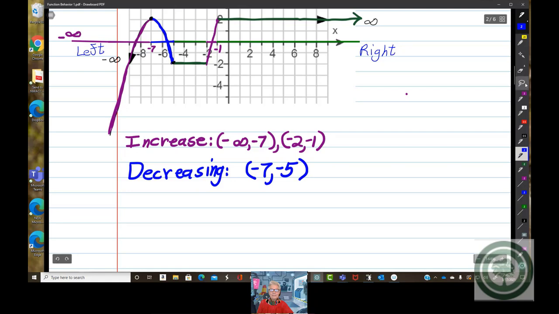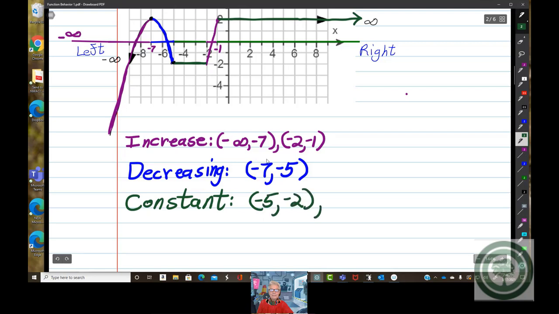And constant, we're going to have two intervals on the x-axis for this as well. Negative 5 to negative 2, and negative 1 to infinity. And that's how we've broken up the x-axis.